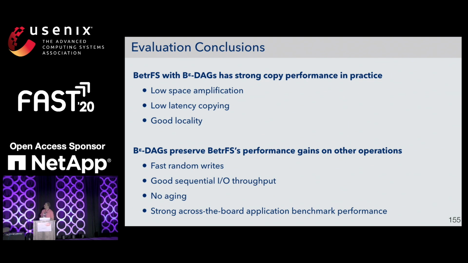When we evaluate betterfs with B epsilon DAGs in practice, we have strong copy performance, low space amplification with low fragmentation, good locality, low latency copying. And B epsilon DAGs preserve the good performance of betterfs on other operations as well.